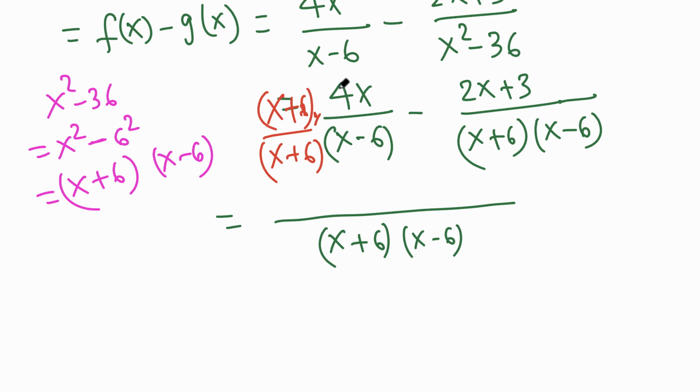On the top we need to distribute. This is x plus 6 times 4x. So 4x times x is 4x squared, plus 4x times 6 is 24x. We have nothing to multiply.